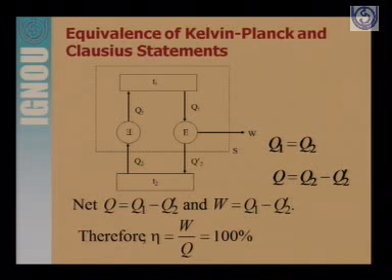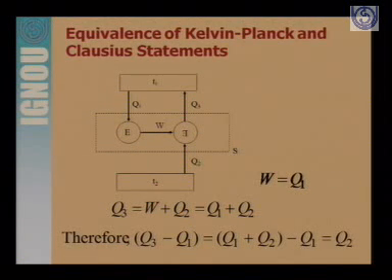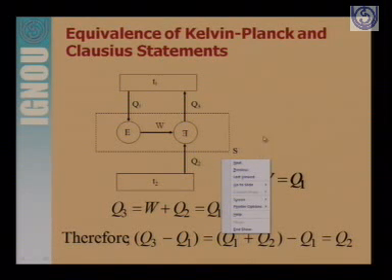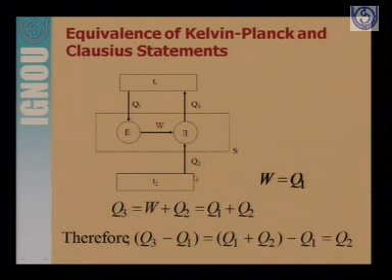If there is a violation of the Kelvin-Planck statement, automatically there will be a violation of the Clausius statement. Let us take this very simple device, in which we are again considering a source whose temperature is T1, a sink whose temperature is T2, and in this case there is a system. Look at this diagram very critically.